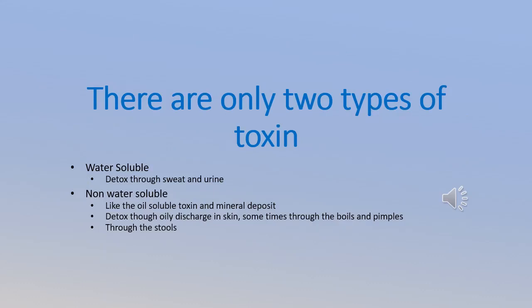When it comes to toxin, there are only two types of toxin in the body. One is water soluble, one is non-water soluble. The water soluble normally detoxes through the sweat and urine. Then the non-water soluble, sometimes they are oil toxin, or minerals like the calcium deposit inside the body, the calcium stone. They are non-water soluble. So normally they detox through discharge in the skin, and sometimes through boils and pimples on the skin. And most of this insoluble toxin is also discharged through the stool.